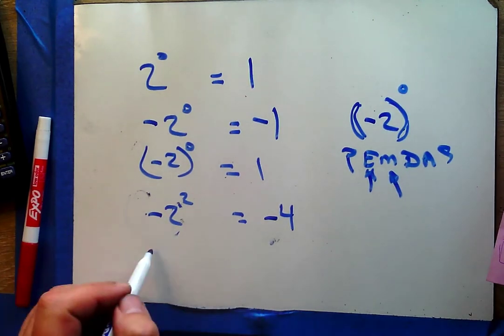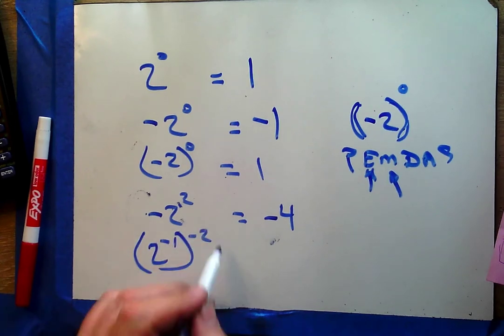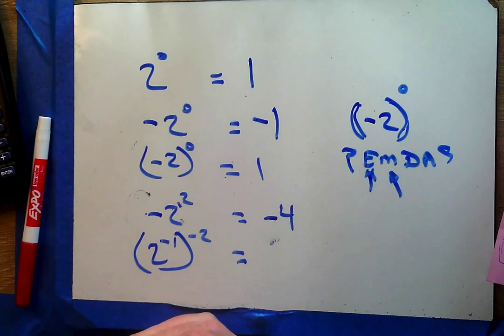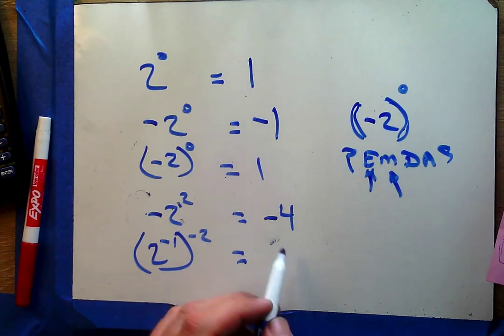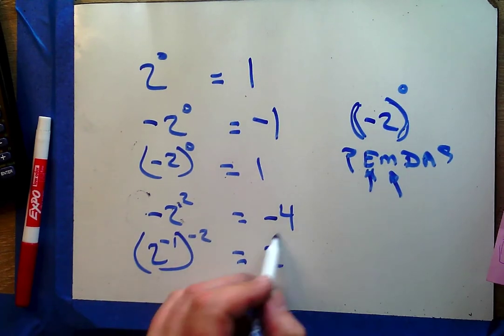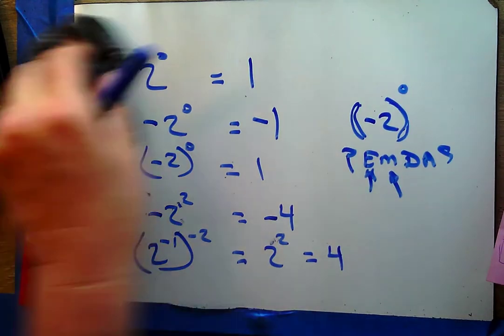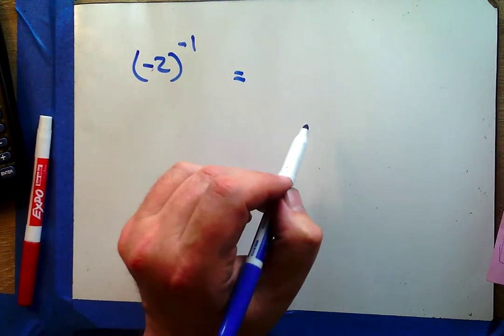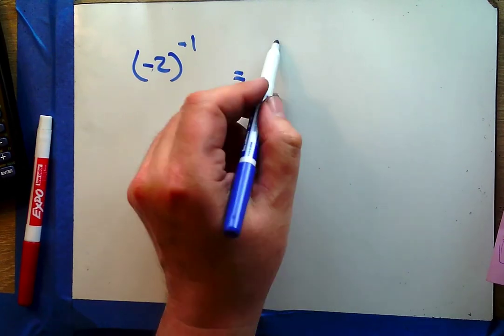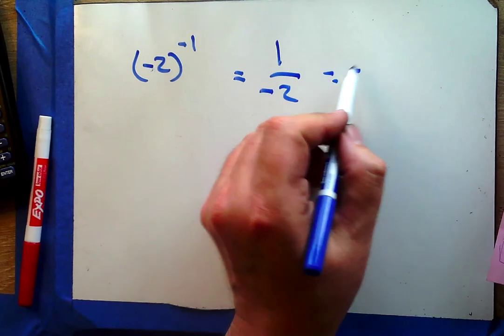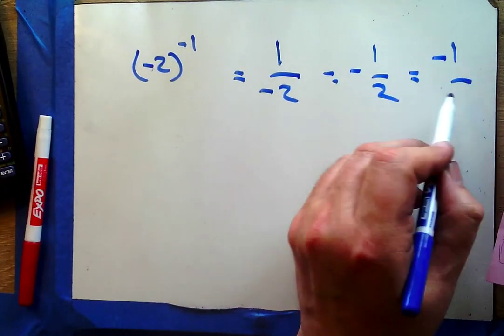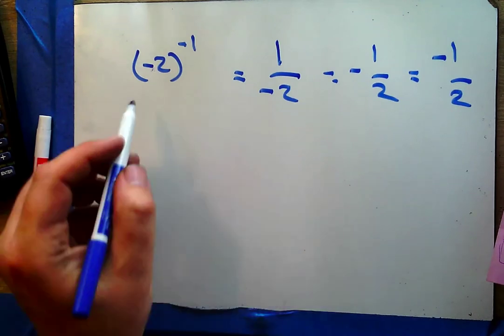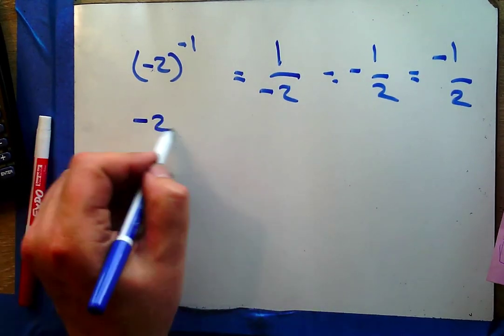Okay. How about 2 to the negative 1 to the negative 2. 5, 4, 3, 2, 1. Well, when I raise a power to a power, I multiply, so this is 2 squared or 4. Okay, let's keep going. How about negative 2 to the negative 1? 5, 4, 3, 2, 1. This is the same as this, which, by the way, is the same as this, which, by the way, is the same as this. How about negative 2 to the negative 1?